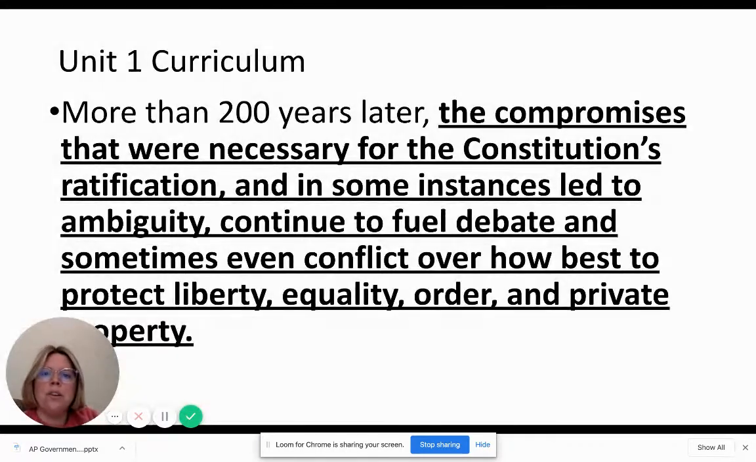Okay, more than 200 years later, the compromises that were necessary for the Constitution's ratification, and in some instances led to ambiguity, continue to fuel debate and sometimes even conflict over how best to protect liberty, equality, order, and private property. They did their best to create a system that is still working today, so we have to give them credit for that. But definitely they made some stuff ambiguous because they didn't know how to deal with it. Other stuff, they were like, then it can change and it can evolve with time, and that kind of stuff.